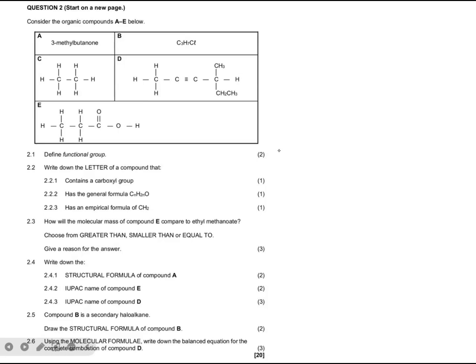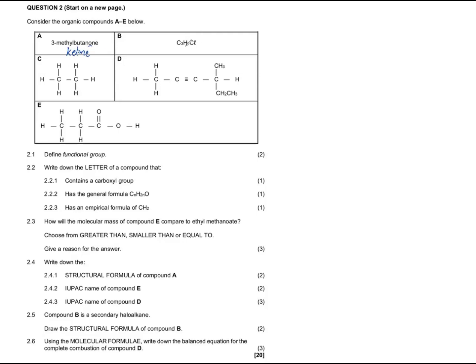Okay, so now we have question 2. It says, consider the organic compounds A to E below. And then we know the strategy, guys. I've shared the strategy so many times with you that if you are given such questions, the best thing to do is to first start by analyzing, right? So you want to actually list or identify the homologous series to which each compound belongs. So we have 3-methyl butanone, and then based on that suffix, we know that this is a ketone.